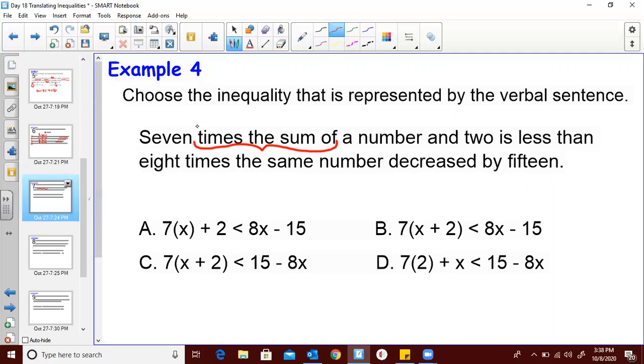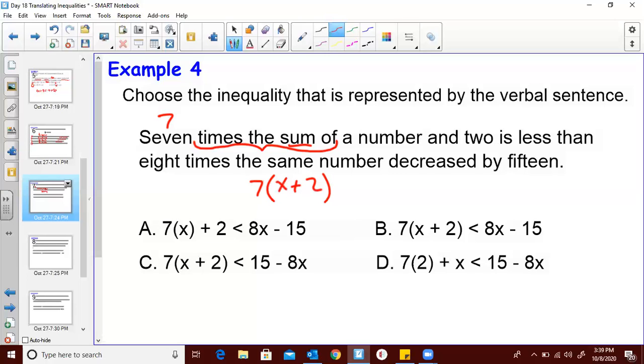So when I see that times the sum of, that screams to me parentheses. Then I look inside of my red flag statement and I see the word sum. Sum is inside of my red flag statement. So I'm going to put my addition sign for sum inside of my parentheses. My number 7 is on the left of my red flag statement, so I'll put it to the left of my parentheses. All right, and then from here, you read past your red flag statement to fill in a number and 2. So a number, X and 2.